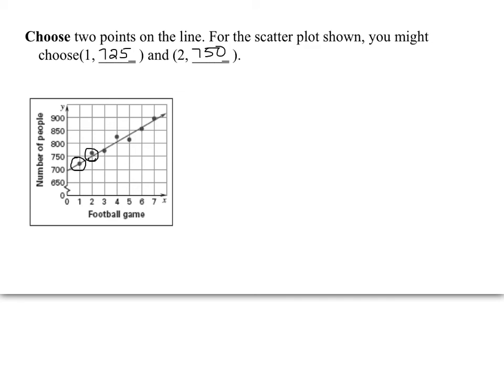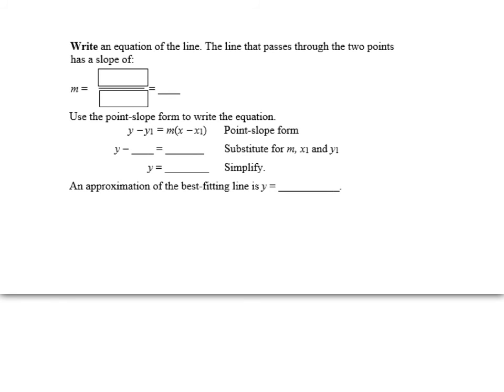Alright, so we picked our 2 points. Now we're going to write an equation of a line based on the 2 points we just picked. Remember that our points were (1, 725) and (2, 750). So all we're going to do is use the slope formula that we used yesterday: y sub 2 minus y sub 1 over x sub 2 minus x sub 1. So that's 25 over 1, which is just 25. Now we're just going to use one of the points. They say to use x1 and y1, so I guess we'll do that. So y minus 725 equals 25 times x minus 1.